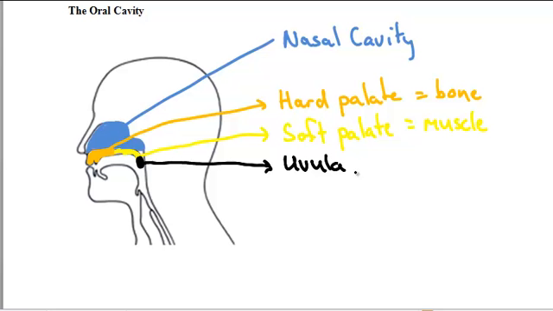The uvula is basically, if you watch cartoons and they show someone screaming and there's like this little punching bag hanging down in the middle of the back of the throat, vibrating back and forth, that is your uvula. Okay, or it represents the uvula.